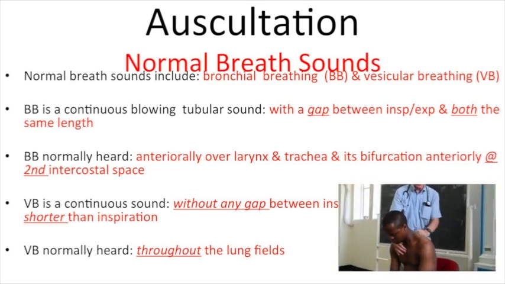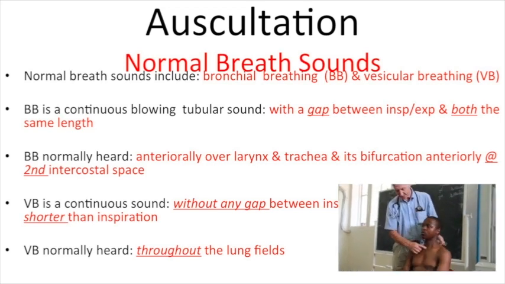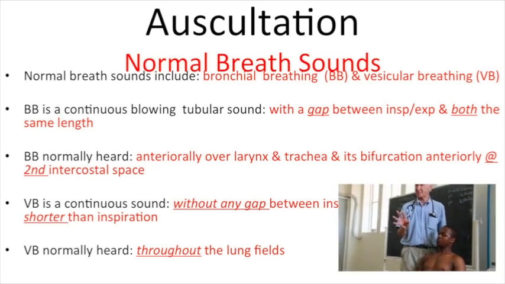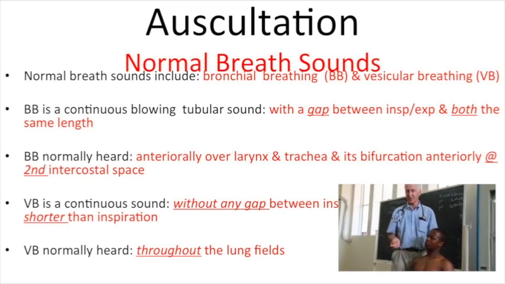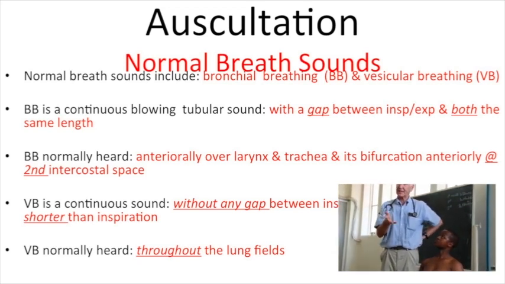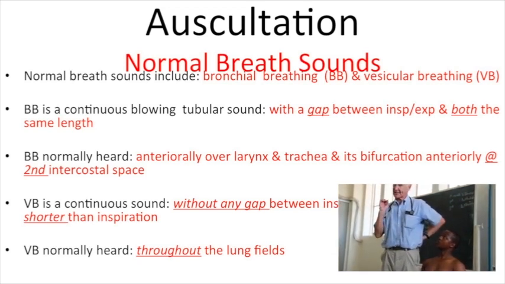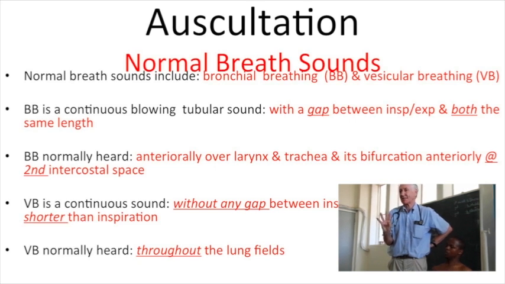Posteriorly, it does it around the fourth thoracic vertebrae, a bit lower, technically. That means you can hear breathing through the trachea and its main stem bronchi over there. That is bronchial breathing. What is bronchial breathing? Well, it's a continuous breath sound where inspiration is the same length as expiration, but there's a gap between the two, and inspiration may be slightly louder. Maybe slightly louder sometimes.